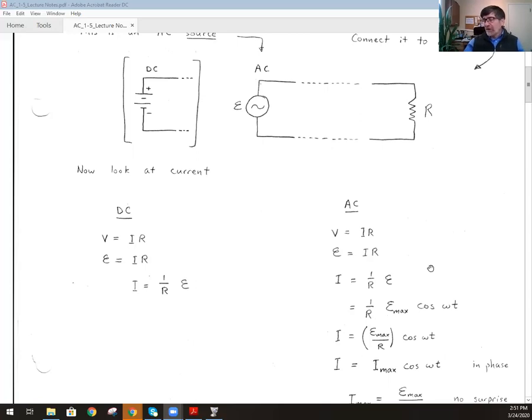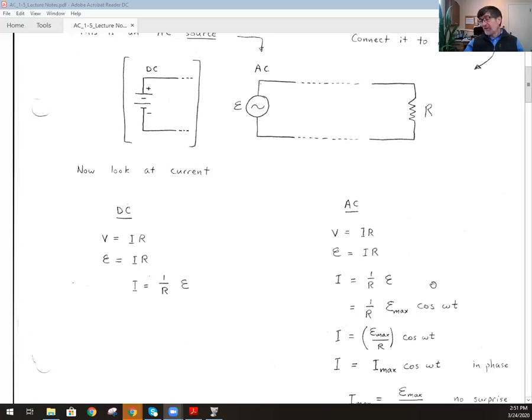Over on the AC side, everything looks the very same. V equals IR, EMF is I times R. So solving for I, it's 1 over R times the EMF. But this EMF, recall, is changing with time, and that means the current is going to change with time.